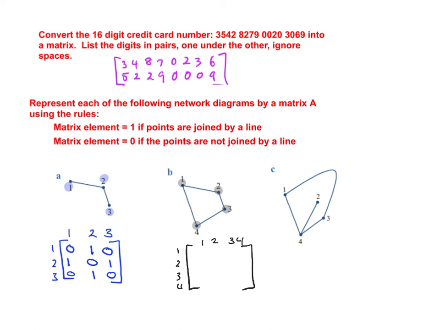So between 1 and 1 there isn't, 1 and 2 there is, 1 and 3 no, 1 and 4 yes, 2 and 1 yes, 2 and 2 no, 2 and 3 yes, 2 and 4 no, 3 and 1 no, 3 and 2 yes, 3 and 3 no, 3 and 4 yes, 4 and 1 yes, 4 and 2 no, 4 and 3 yes, and 4 and 4 no. So can you see how we're just doing that? A 1 if there's a line, a 0 if there's not.